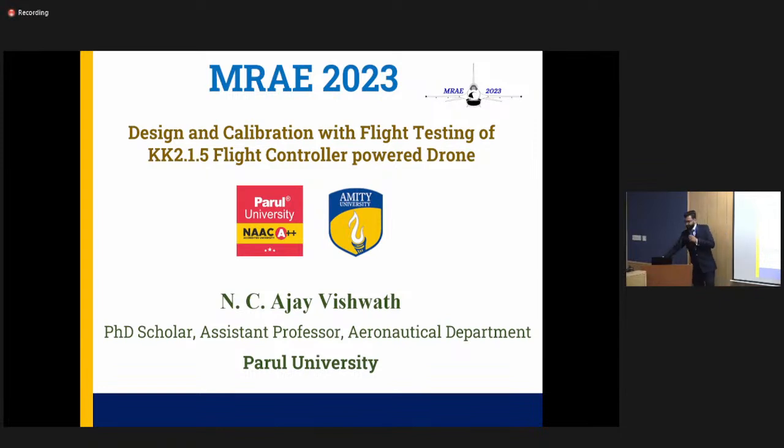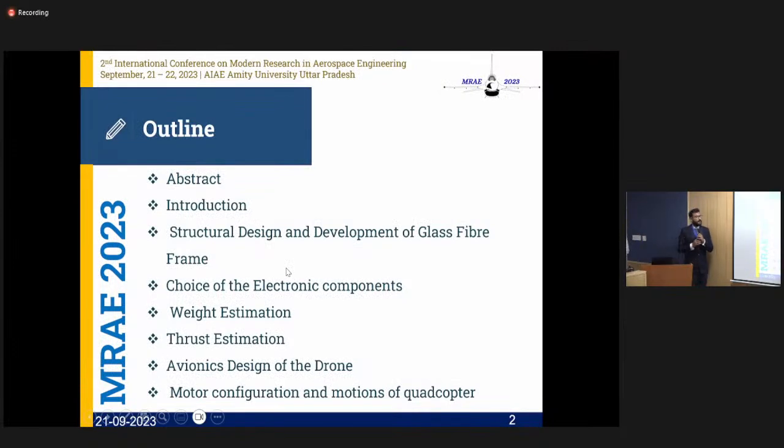So the outline is: the structural design and development of a glass fiber frame. Once again, I come up with a different material. Then the choice of electronics, weight estimation, and thrust estimation, and once again avionics design, as well as the motor configurations and motions of the quadcopter.